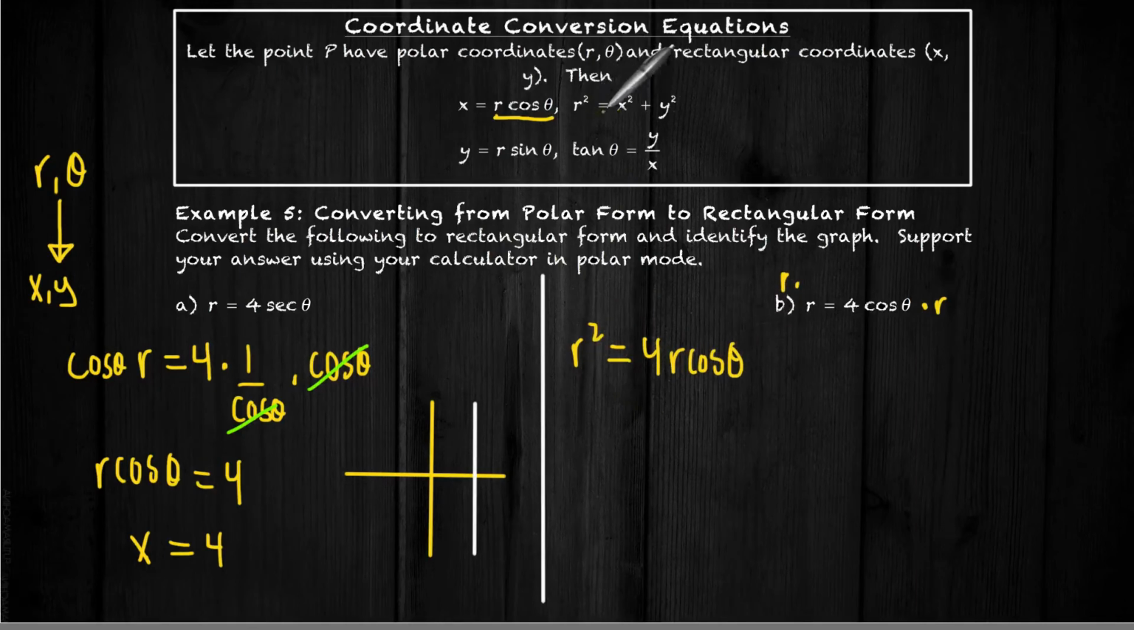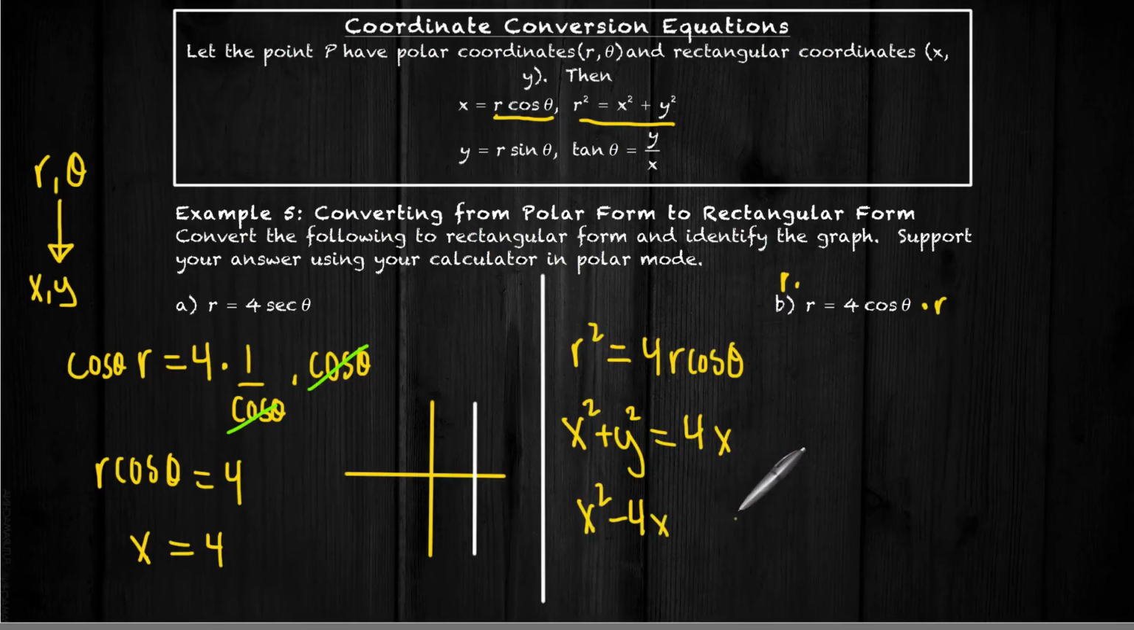Now r squared, according to this formula, is equal to x squared plus y squared. That's how we get rid of the r squared, and we go from polar to rectangular. And then r cosine of theta, as we saw in the last problem, is equal to x. So this is equal to 4x. Now we need to do a little bit of completing the square. We know that you guys don't like that, but it's really not that bad.